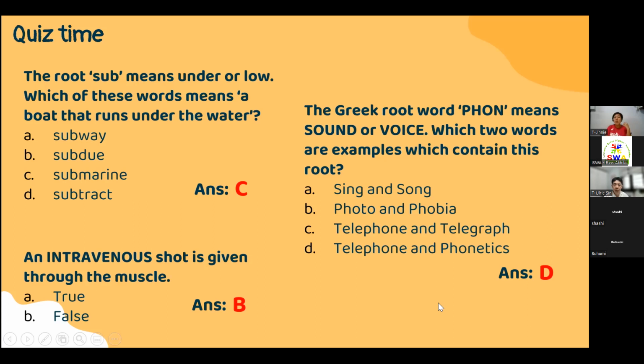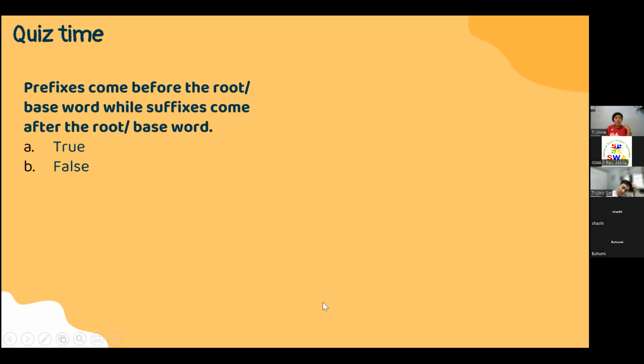So you see from here again, although you may not know the meaning of phonetics, now you know phone. When you see phone, it has got something to do with sound or voice. Now, this one is something that I've been teaching, so you should be able to get this answer right. Prefixes come before the root or the base word, while suffixes come after the root or the base word.